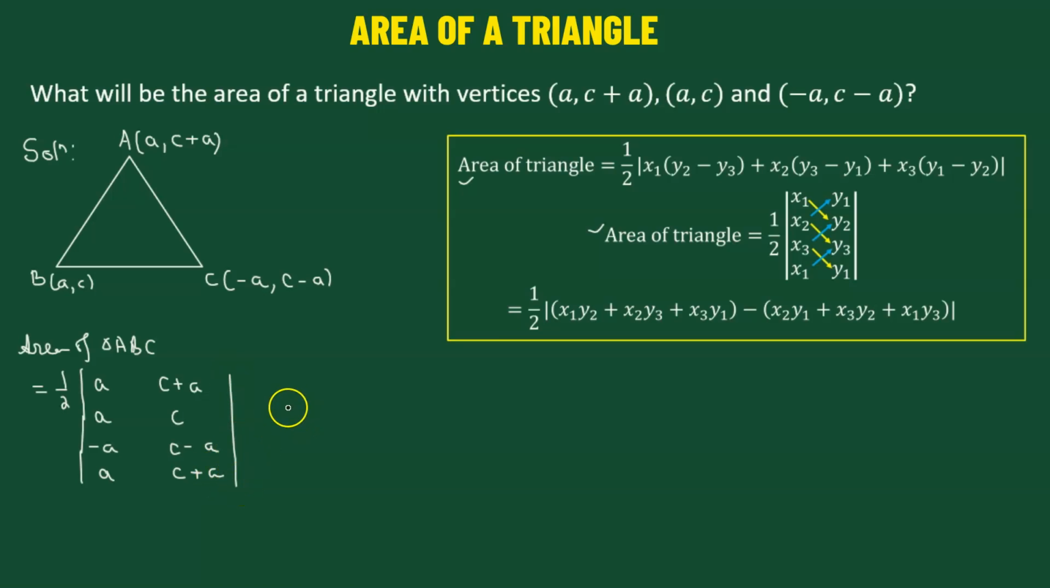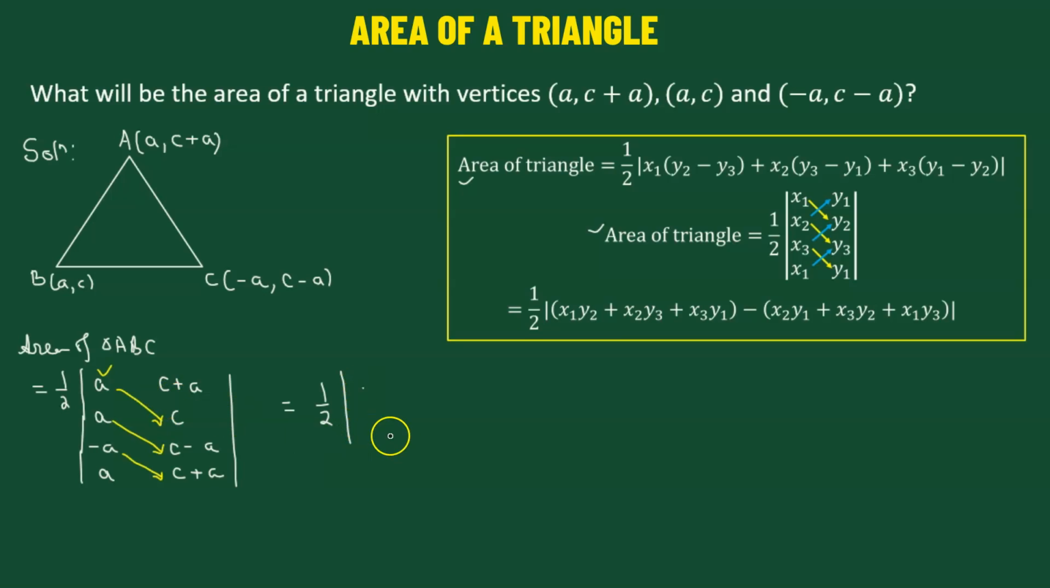The rule is simple. To expand this particular determinant, all we have to do is start from the element in the first row, first column, which is a, multiply it with c, then add it to the product of a and c-a, and then add it to the product of -a and c+a. So we'll perform that calculation first. So we'll take the absolute value.